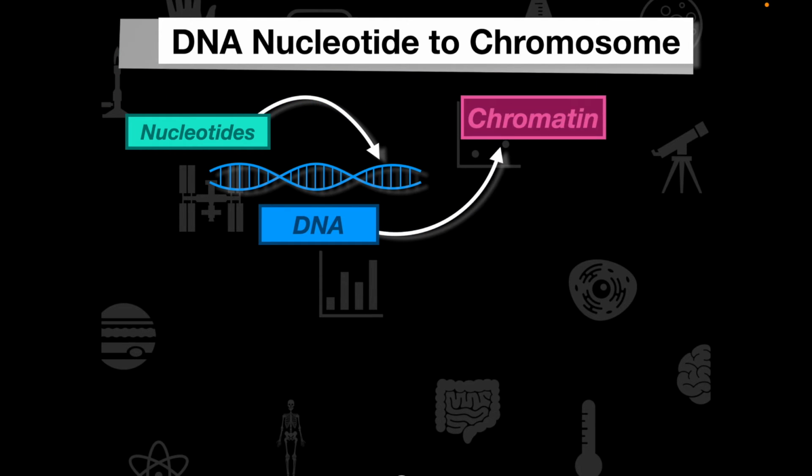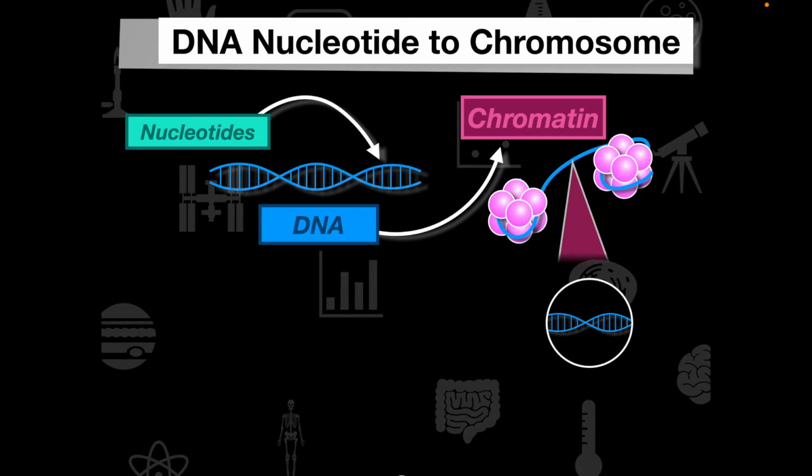That DNA is then condensed into chromatin. And chromatin is just winding that DNA around each of these histone molecules in order to get it to compactly fit in the nucleus. So we can see that blue line is still the DNA, but we're wrapping it around these histones.